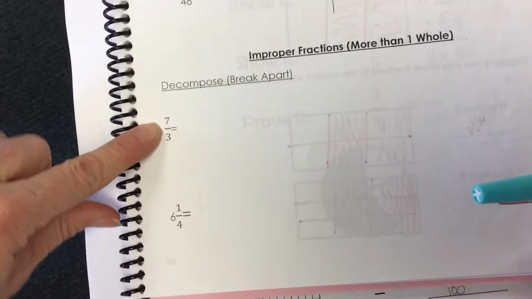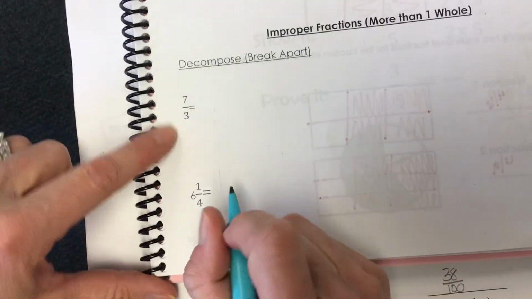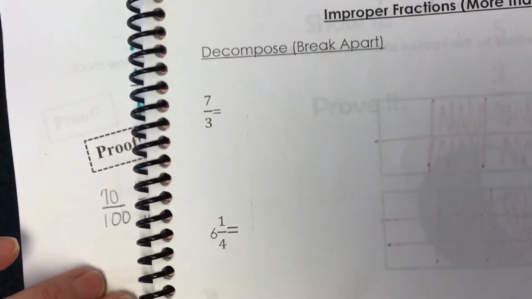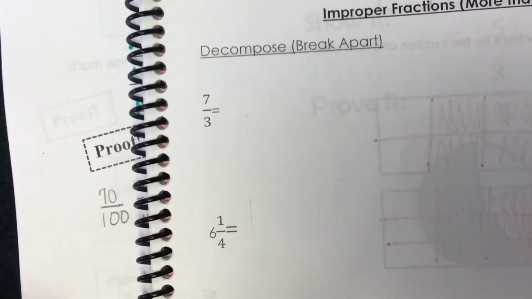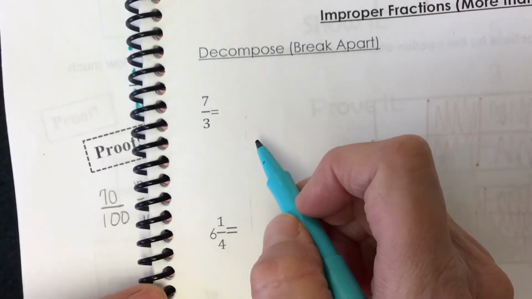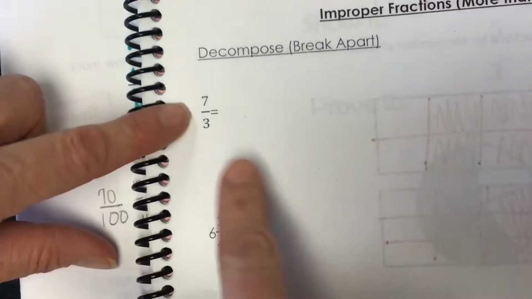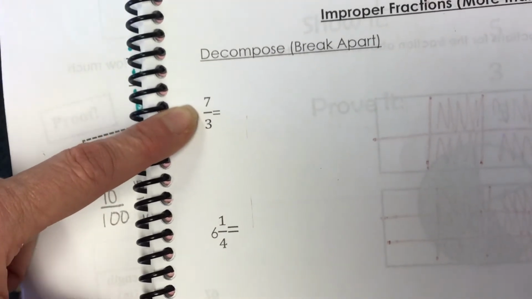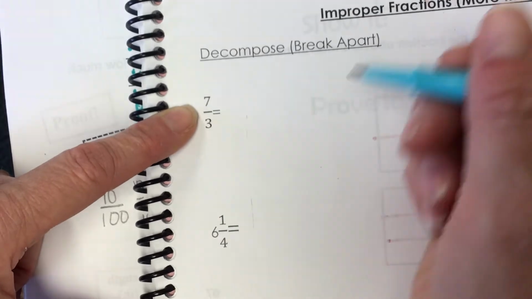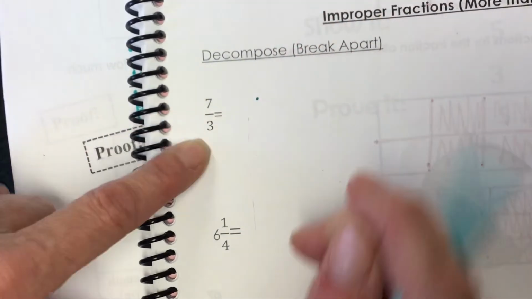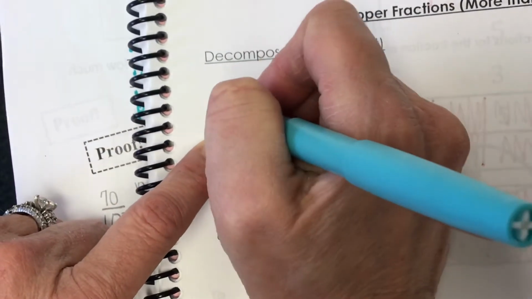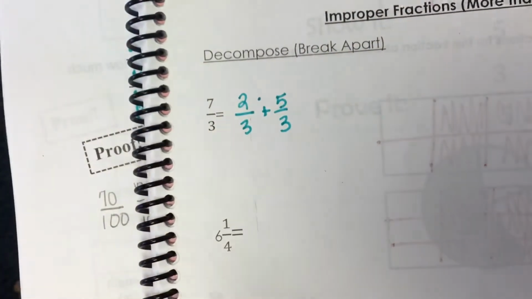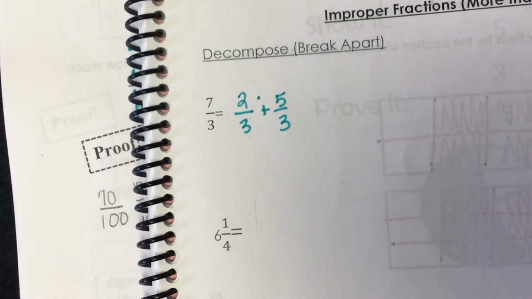Okay, this one has you decomposing 7/3. It said to turn it into an improper fraction before you decompose. So 7/3 is already an improper fraction. Who can help me decompose that? Trace? Very good. And see, they already have the equal sign there. So 7/3 equals 2/3 plus 5/3.